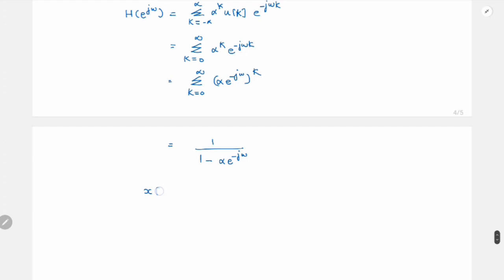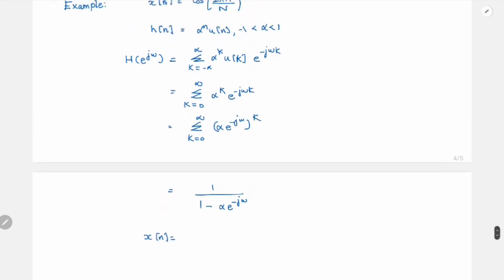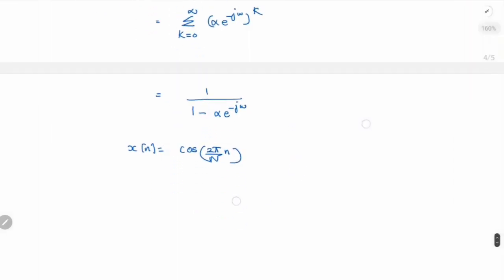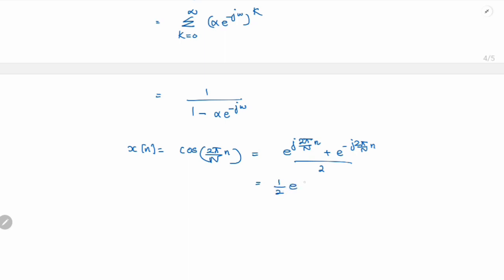What about my signal x of n in terms of complex exponentials? So I have cos 2 pi by N into n. This I can write as e power j 2 pi by N into n plus e power minus j 2 pi over N into n, divided by 2. So you can observe that my coefficients are half here: 1 by 2 e power j 2 pi n by N plus 1 by 2 e power minus j 2 pi over N into n.